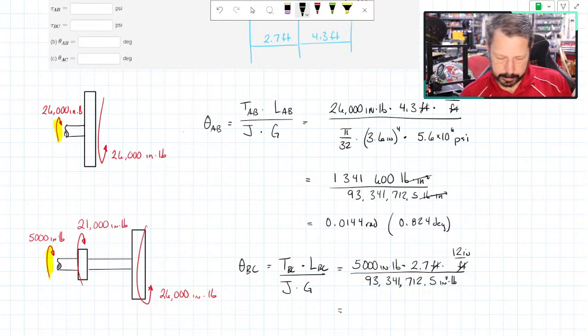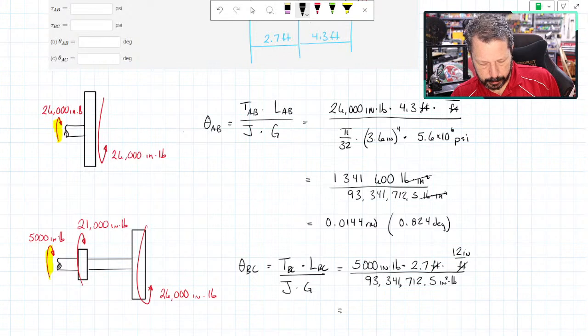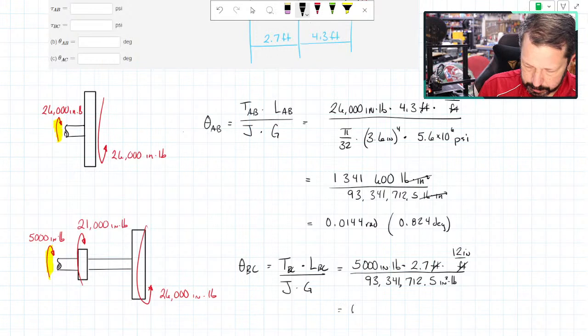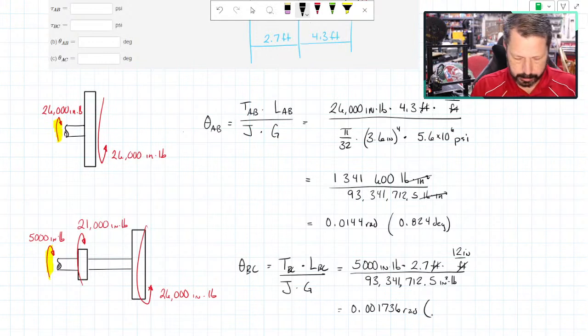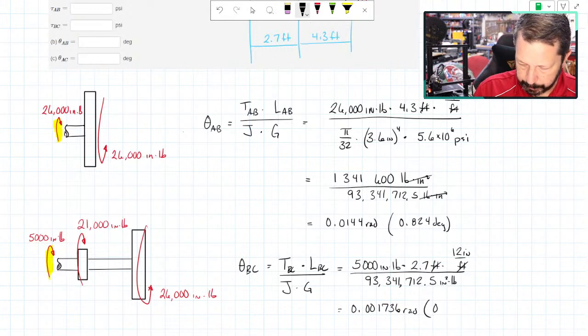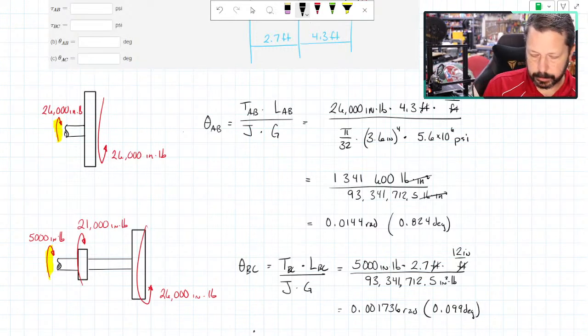So here we get, let's see, 5,000 times 2.7 times 12 divided by 93,341,712.5. It is a really small number, 0.001736 radians, or times 180 divided by pi, 0.099 degrees.